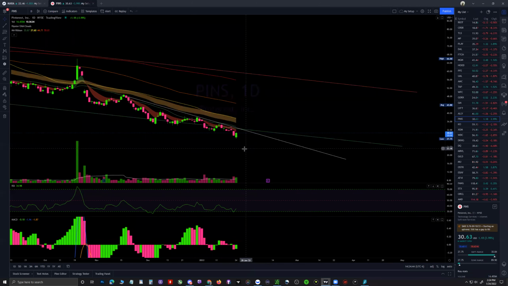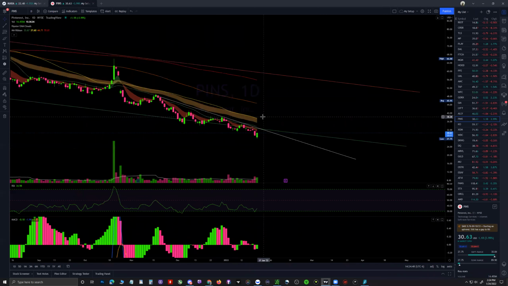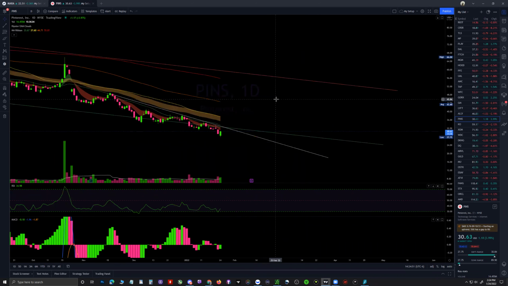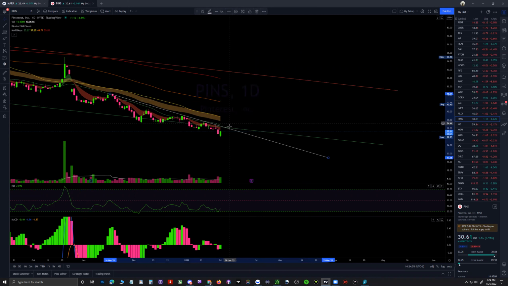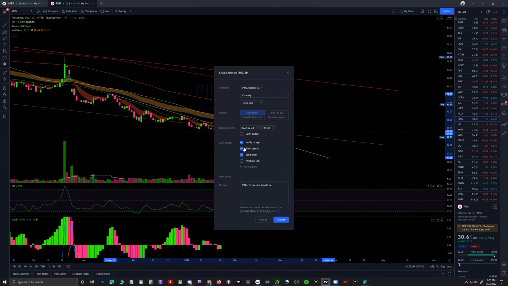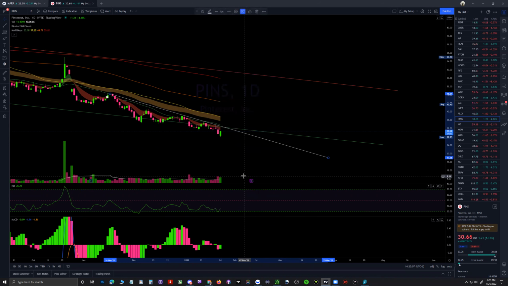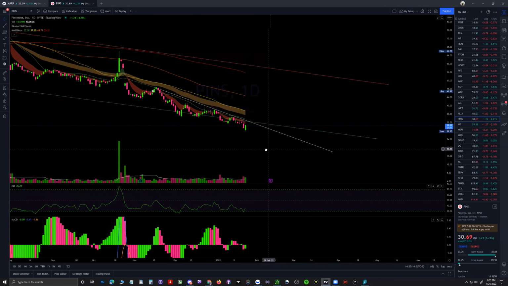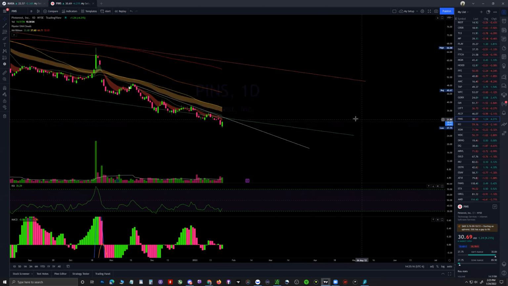So nice big green candle for PINS today, but at the same time, when we zoom out, it's still on a downtrend. So I wouldn't necessarily get into PINS until it hits this and breaks out past this resistance downtrend line. So we'll set an alert here and we'll call it possible breakout. And if that hits, you guys will get an alert in the TradingView Alerts tab, and that's one of the channels that only members can see.